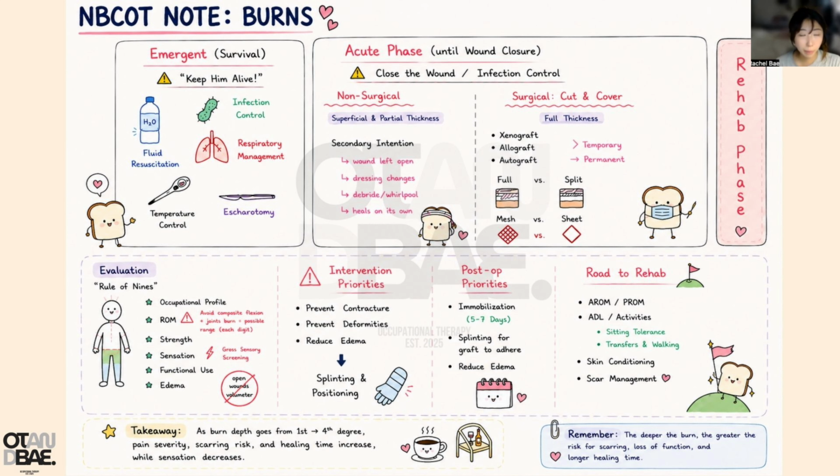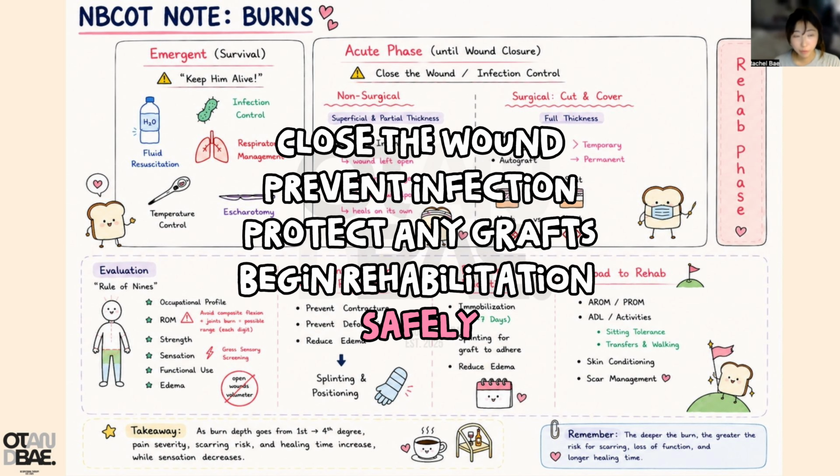So once the client becomes medically stable, our priorities begin to shift, right? Now we're asking, how do we heal this wound? This is the acute phase. So the biggest goals here are close the wound, prevent infection, protect any grafts, and begin rehab safely.